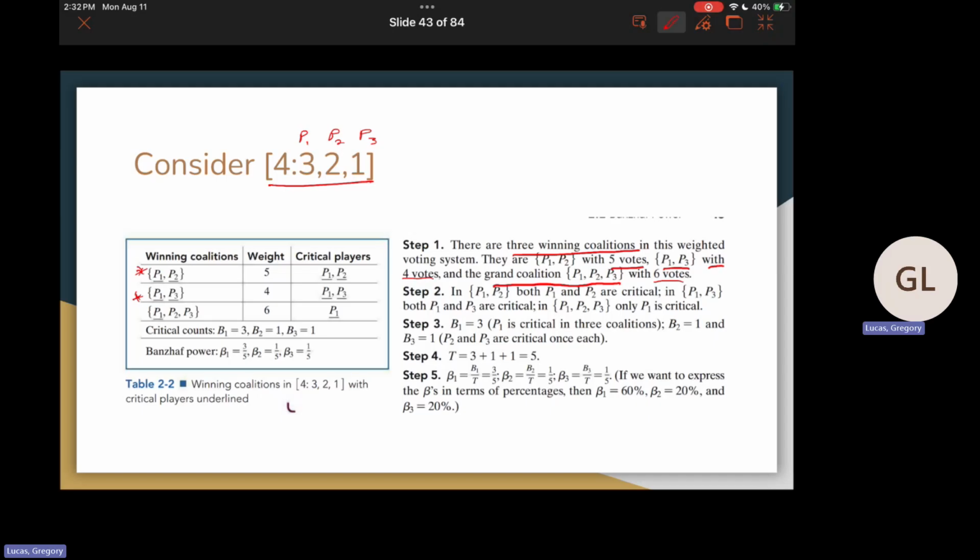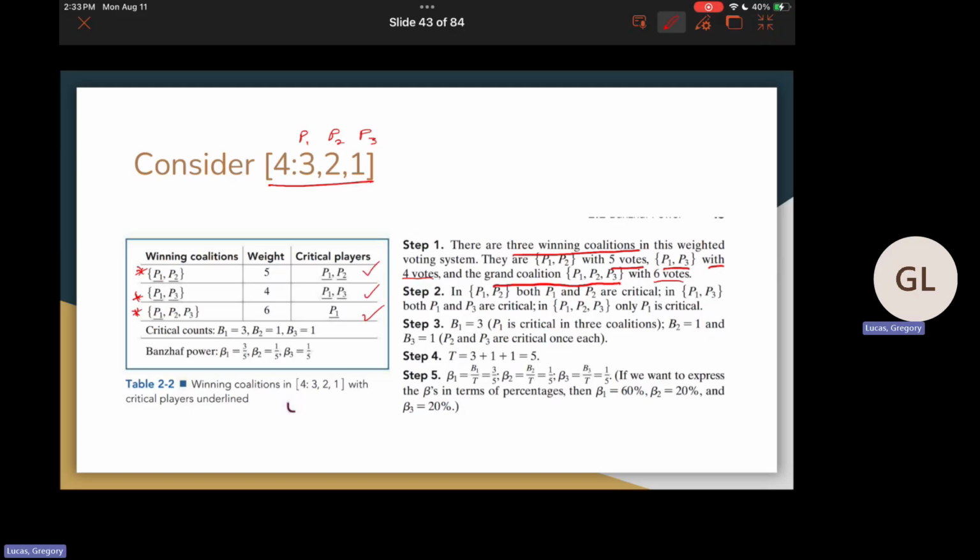And then lastly, this is where it differs. If everyone votes together, so if everyone agrees, and player 1 doesn't show up, player 2 and player 3 just have 3 votes. So that's not enough to hit 4, so it wouldn't pass. So player 1 is critical, so we underline player 1. However, if player 2 doesn't show up, or if player 3 doesn't show up, it's okay. 3 and 1 make 4, 3 and 2 make 5. So it's still bigger than 4. So here are our critical players from each one.